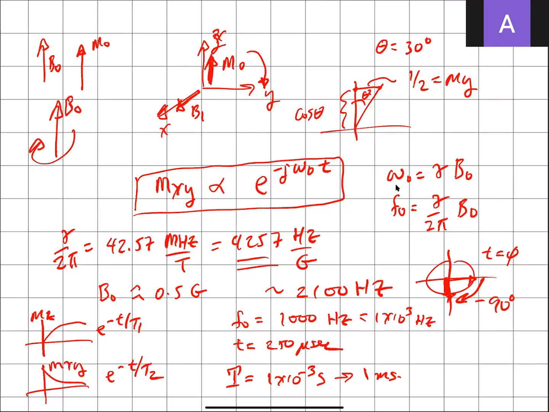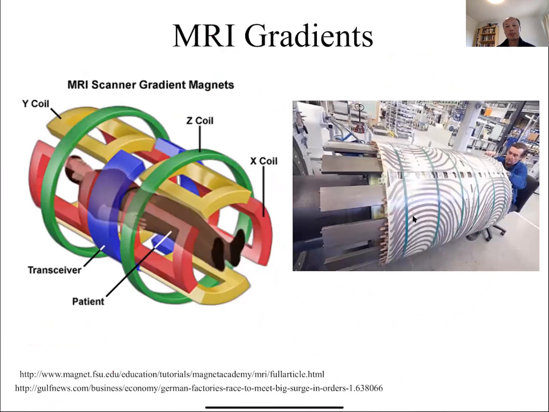Okay. So I don't see any questions. So let's move on to the main lecture then. So what we're talking about today is MRI gradients.